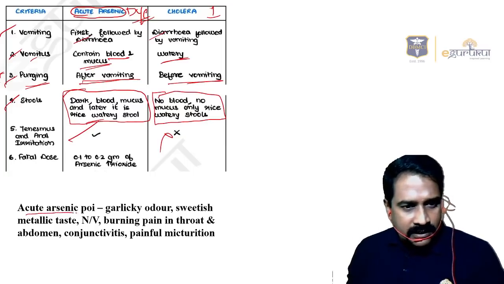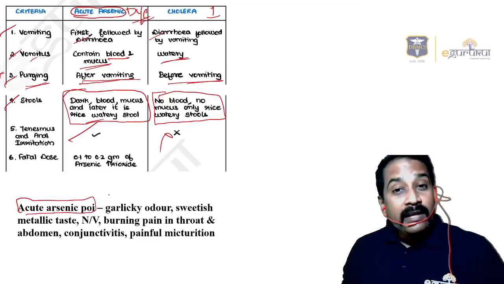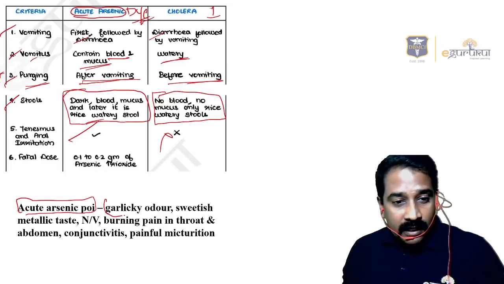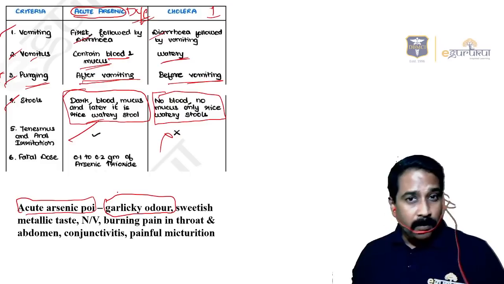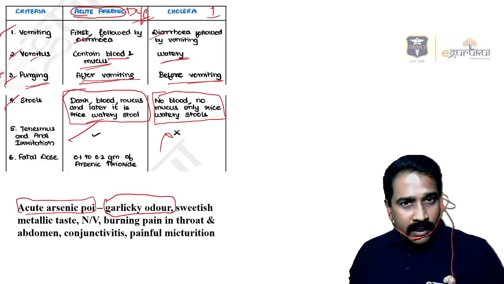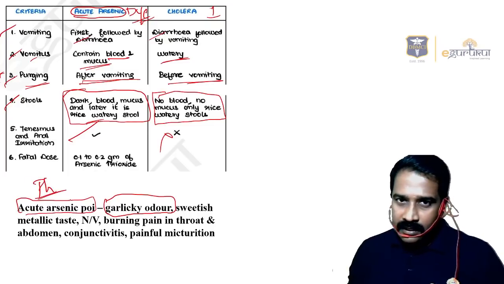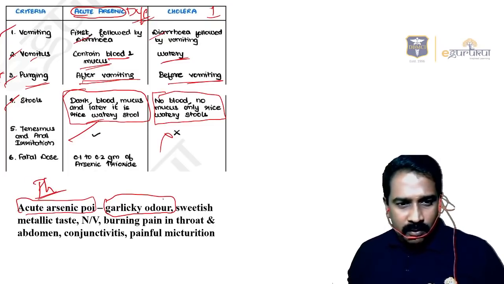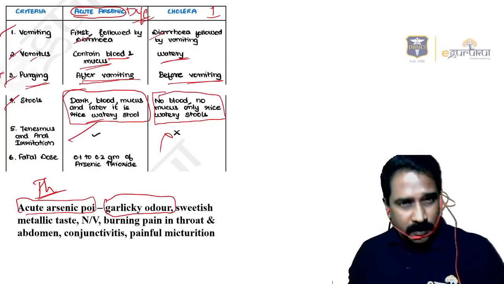Yes, so acute arsenic poisoning, theoretically, what are all the important points to be known? If they had used the word garlicky odor, again that would have been a clinching diagnostic point. Arsenic and phosphorus both have garlicky odor. Phosphorus, as far as I know, was definitely not an option here.